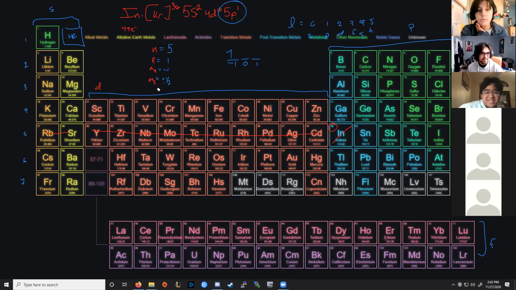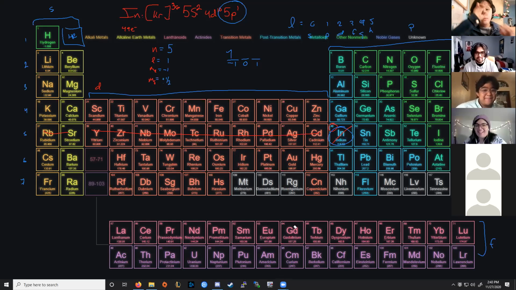I have a question for the students. Which element is more electronegative, gallium or indium? And why? What's the trend, you guys? I can tell you which one's more electronegative, but I can't tell you why. Gallium is more electronegative. Perfect.